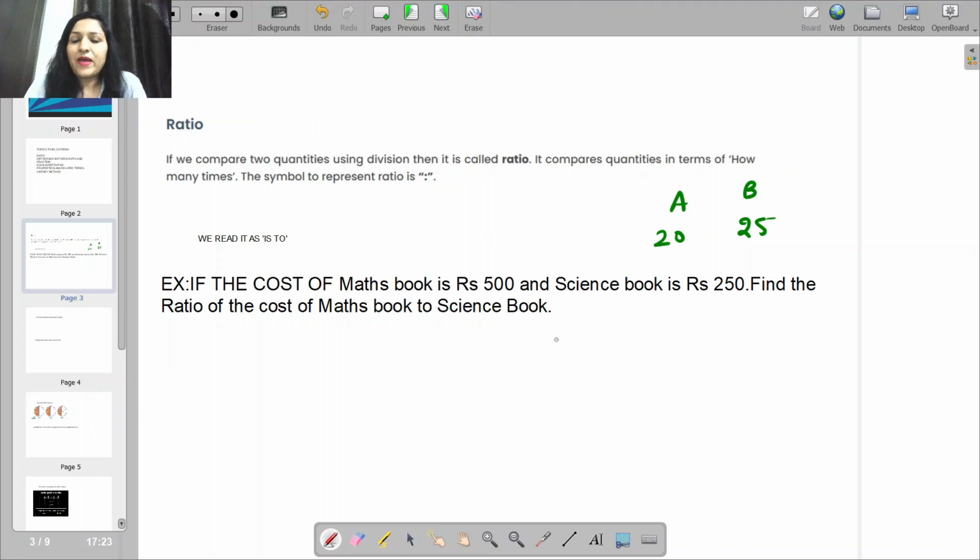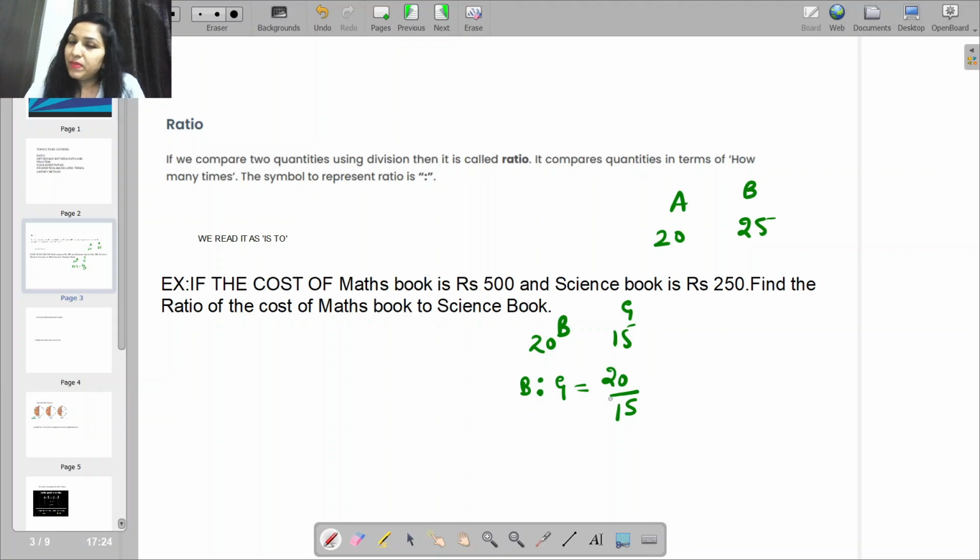For example, if I say in a class there are 20 boys and 15 girls. I need to know what is the ratio here. Now, what does ratio mean? Ratio means first of all it is written using the symbol, this colon. Boys ratio girls: the number of boys is 20 here, number of girls is 15 here.